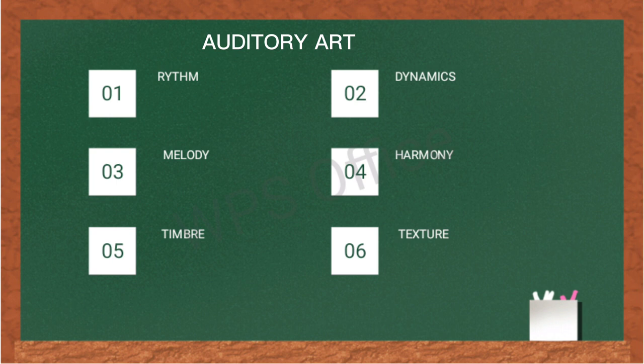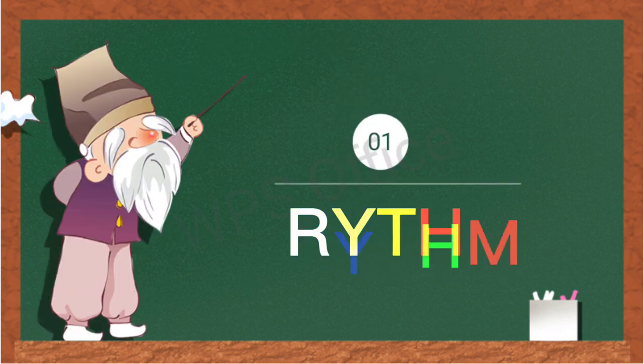Number one is rhythm. Number two is the dynamics. Number three is the melody. Number four is the harmony. Number five is the timbre. And number six is the texture. The first one is rhythm.